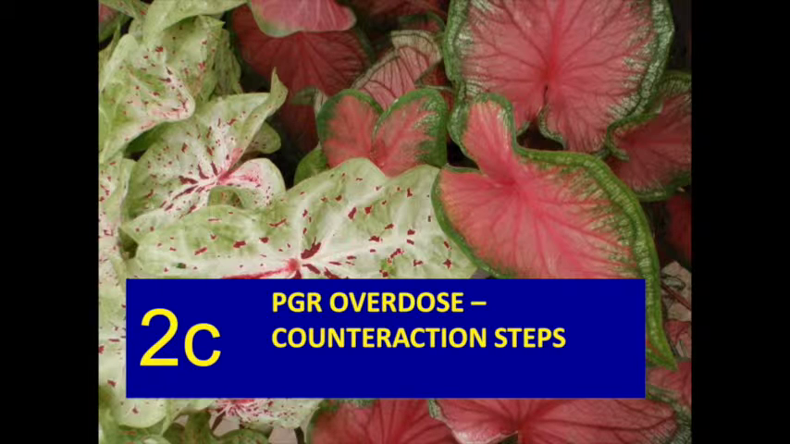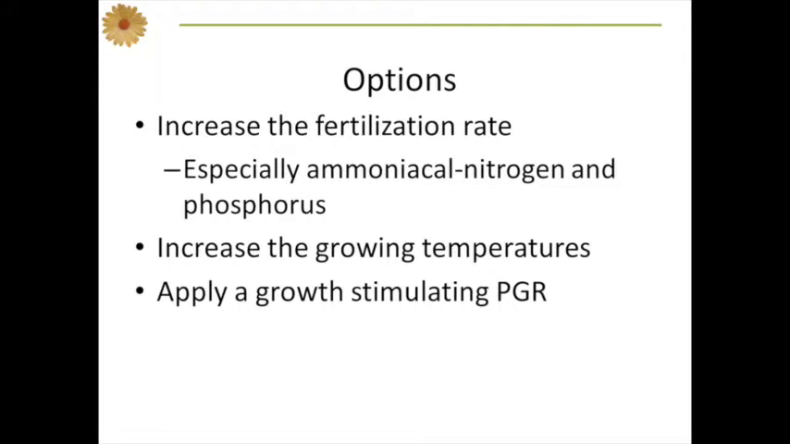So if you have a PGR overdose, what can you do about it? There are some options, and the options depend a bit on how bad the problem is. If it's not a significant growth reduction, not really badly stunted, you might be able to push them with just better growing conditions, more fertilizer, especially if you're looking at the ammoniacal nitrogen, or add some additional phosphorus in there. You can increase the growing temperatures. Again, you just want to try to push the plants.